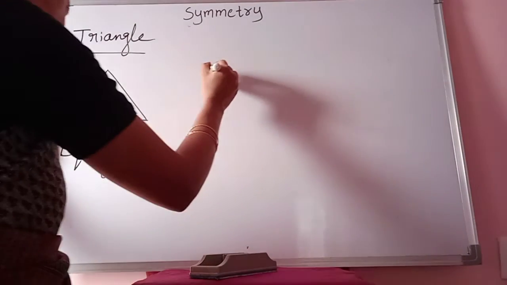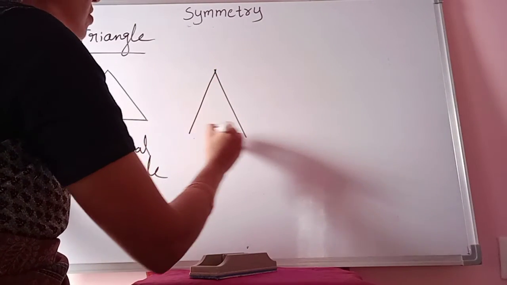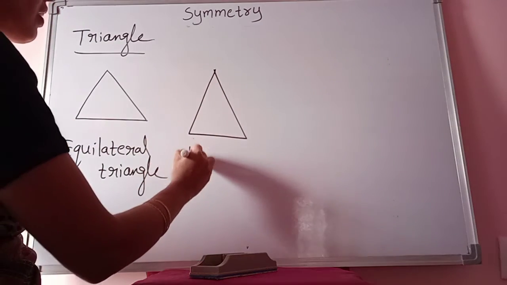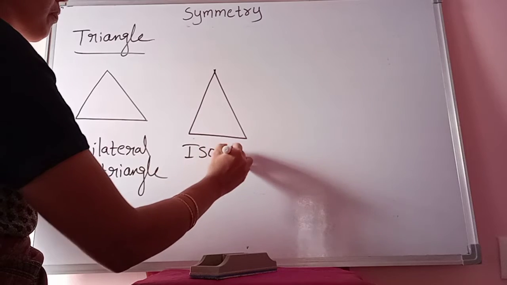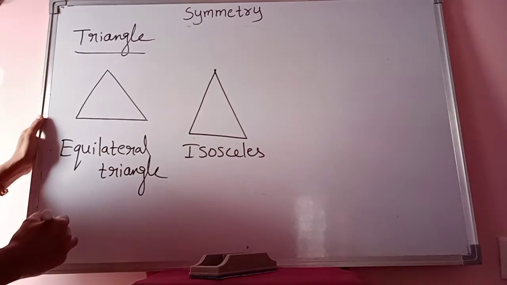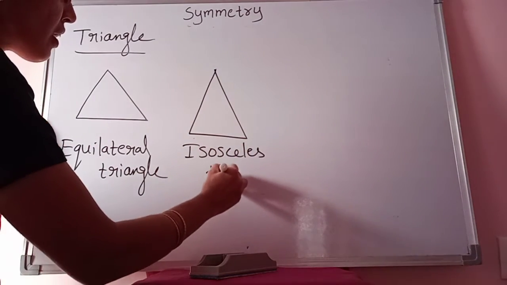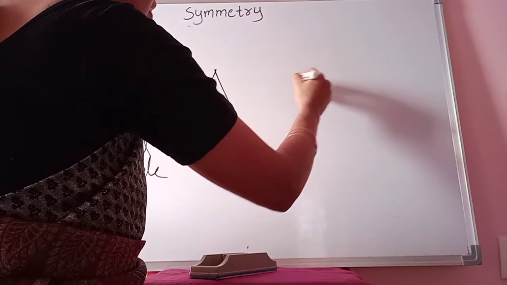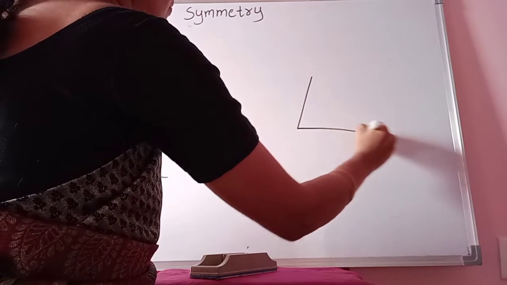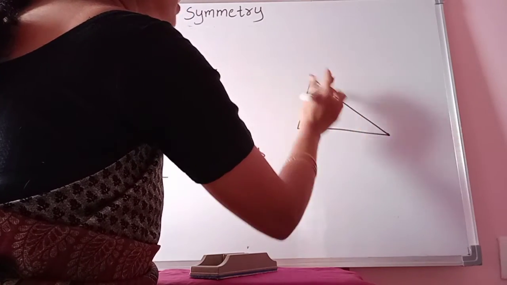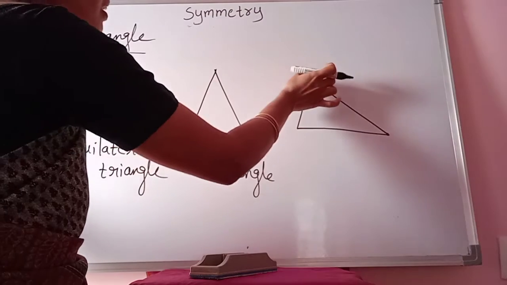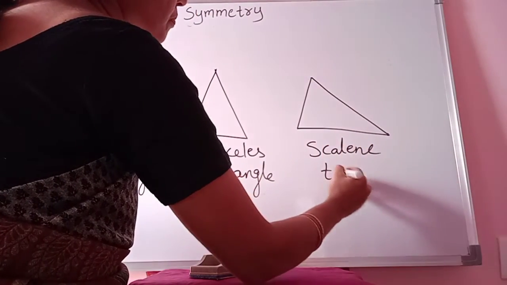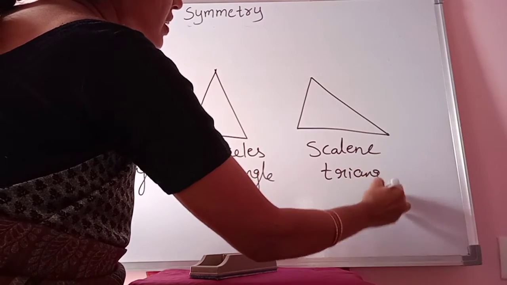equilateral triangle. If only two sides are equal out of the three, suppose these two sides are equal, we call it as isosceles triangle. If all the three sides are different in length, then we call it as scalene triangle. Okay, these are the three types of triangle.